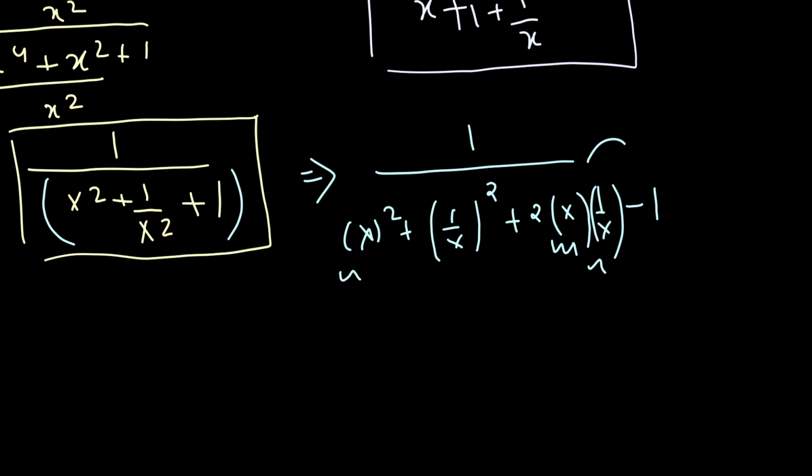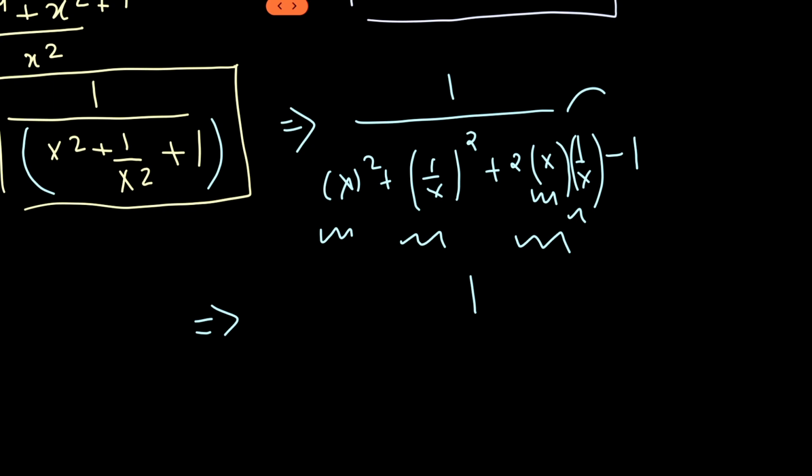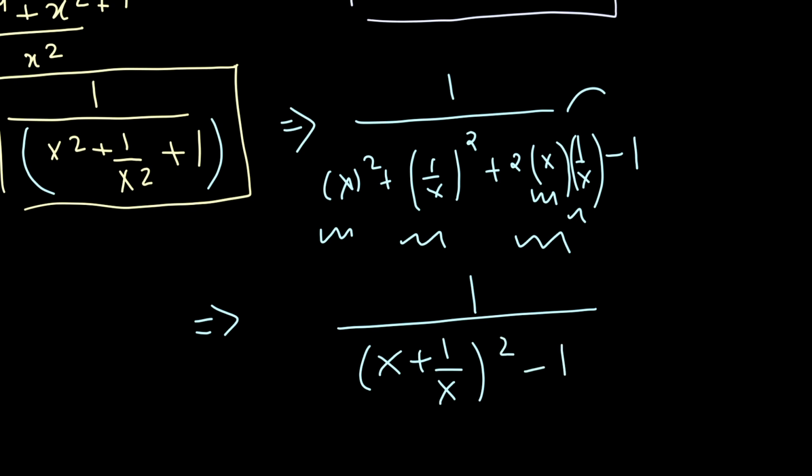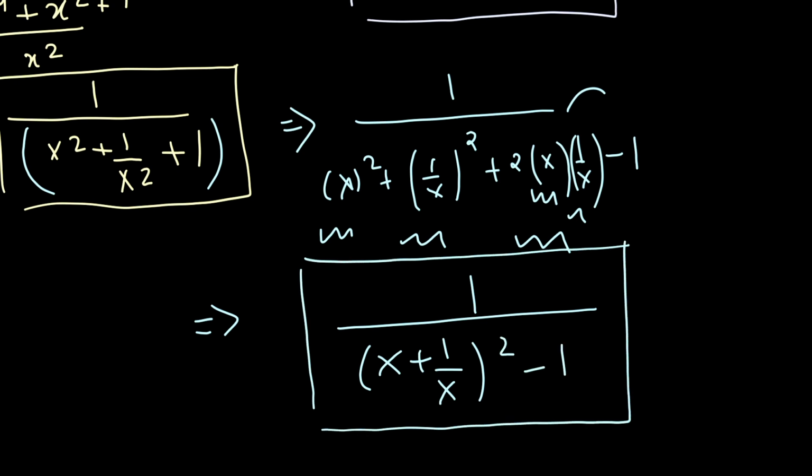So now we can see a square plus b square plus 2ab. So this can be written as a plus b the complete square, therefore x plus 1 upon x the complete square minus 1. So this is the final expression whose value we need to find.